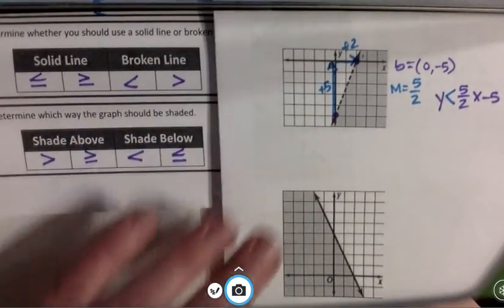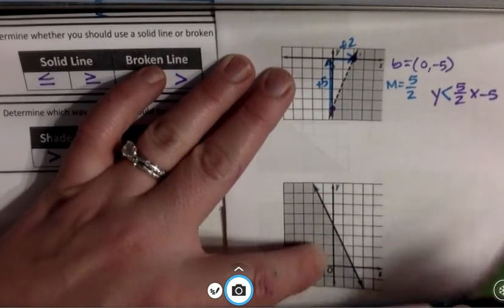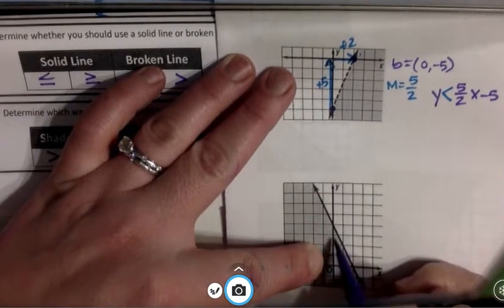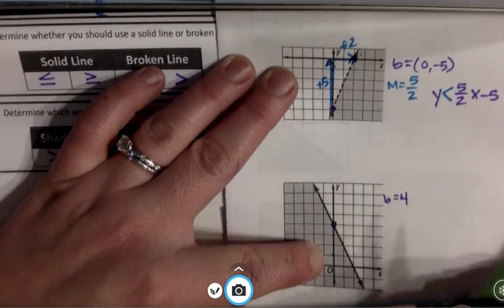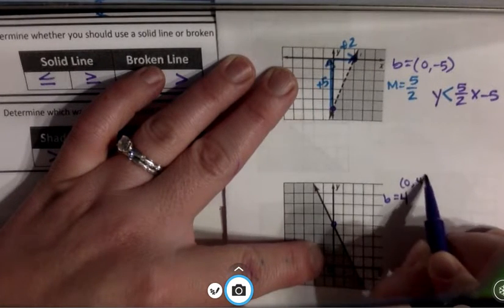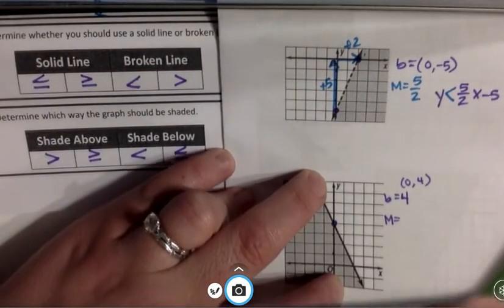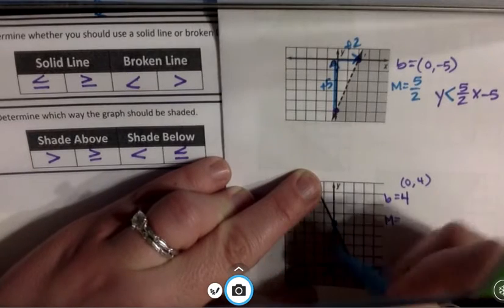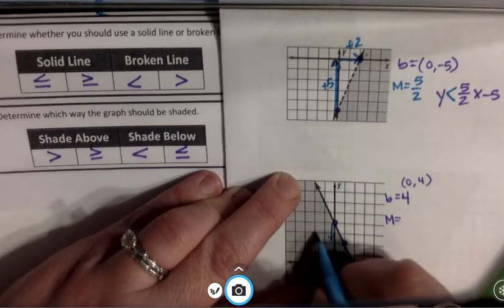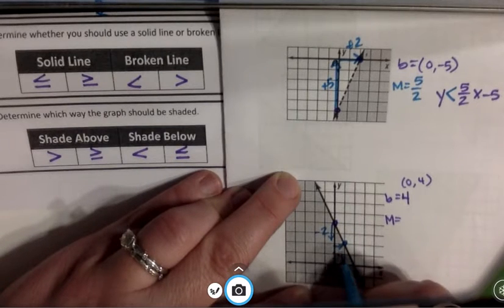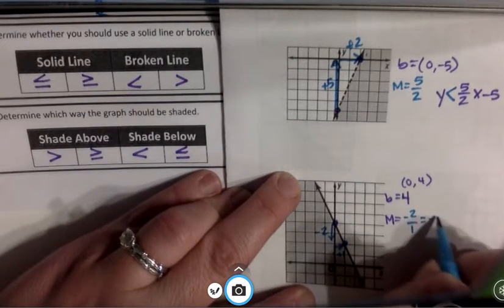Let's look at this last one. And I'm going to just do this last one the way it is because I can see it okay. I'm going to find my y-intercept, 1, 2, 3, 4. My y-intercept is 4, or 0, 4, whichever one you want to say. My slope is equal to, I can go down to there, down 2 to the right 1. Slope is -2/1 or -2.